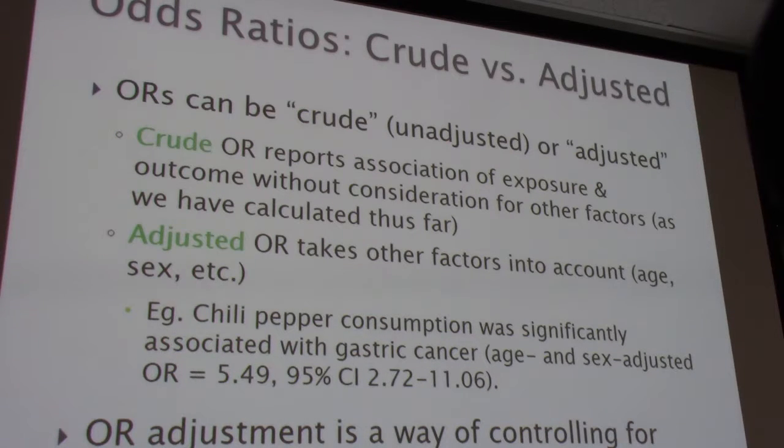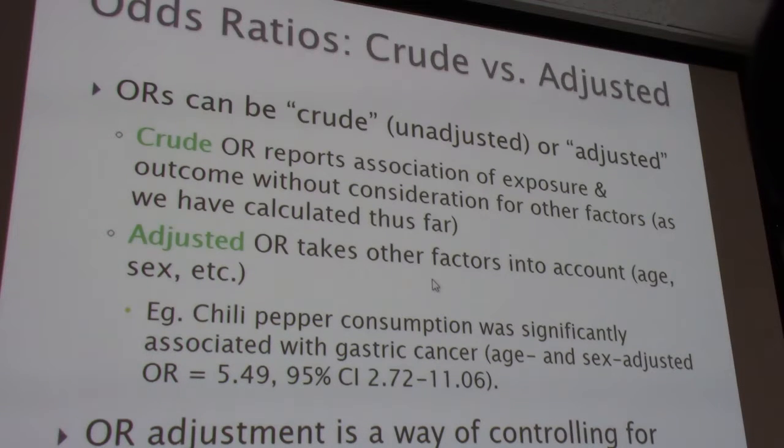Odds ratios can be crude or adjusted. You'll often see that in papers, and we'll look at some examples. A crude odds ratio is sort of what we just calculated. We just looked at our exposure and our outcome. We got 8.3. That's our crude odds ratio. But with statistical modeling, we can adjust those odds ratios for other factors that we think might be influencing the relationship.